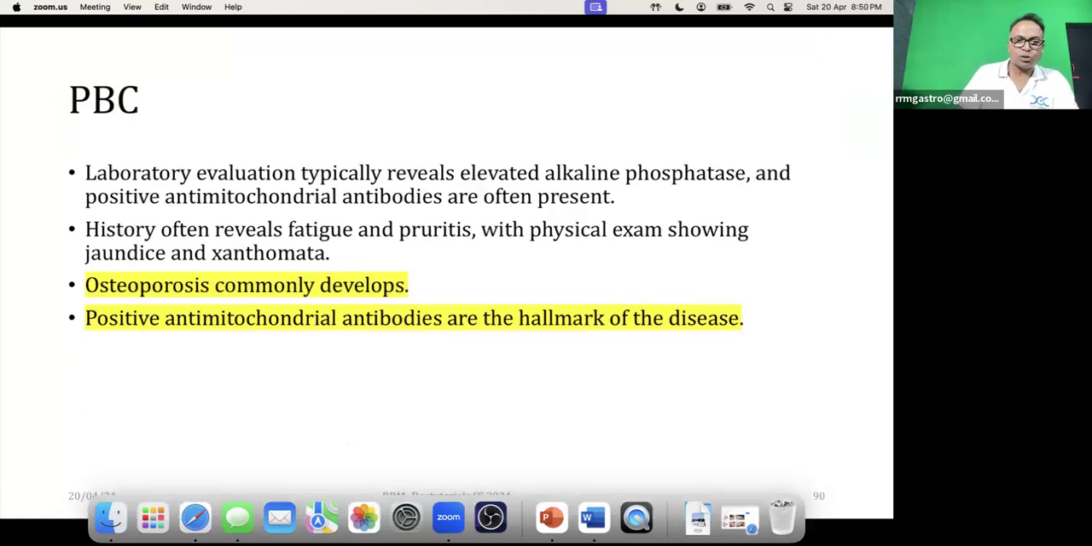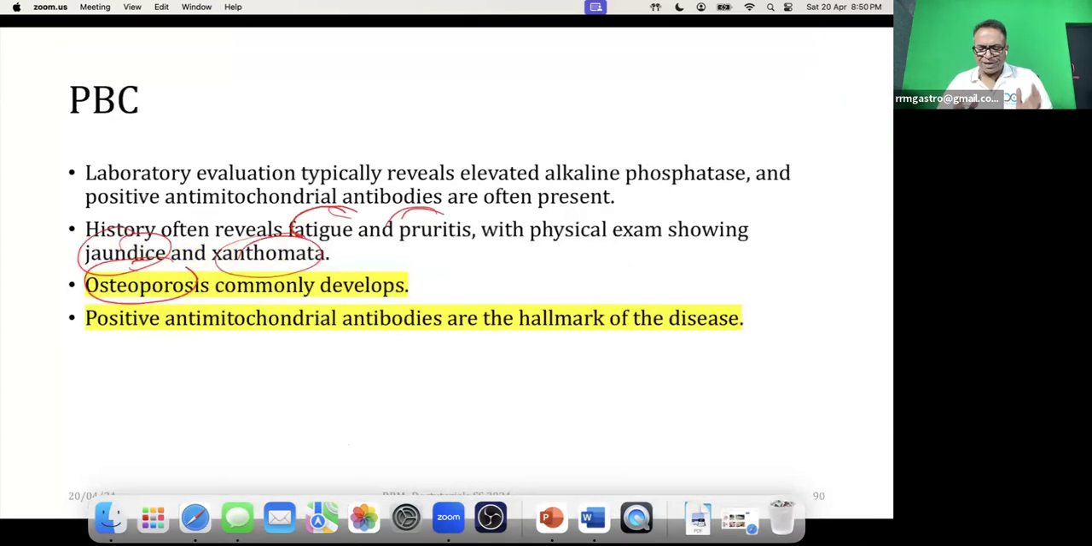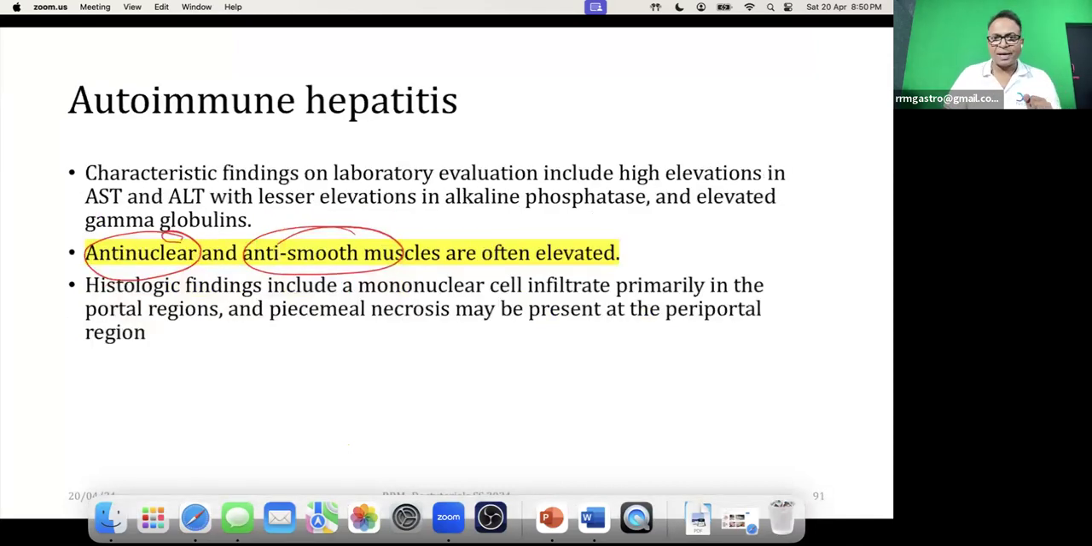So in primary biliary cirrhosis or cholangitis, osteoporosis is seen, along with fatigue, pruritus, jaundice, xanthomata, and AMA is positive. Another disease like PBC is autoimmune hepatitis. There will be elevated anti-nuclear and anti-smooth muscle antibodies. They both have the same presentation.